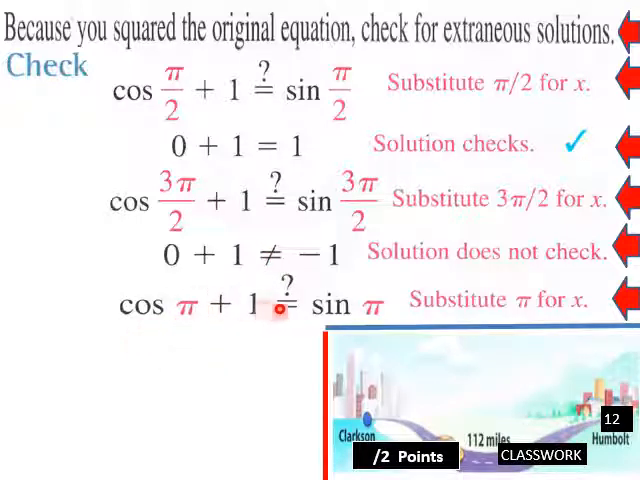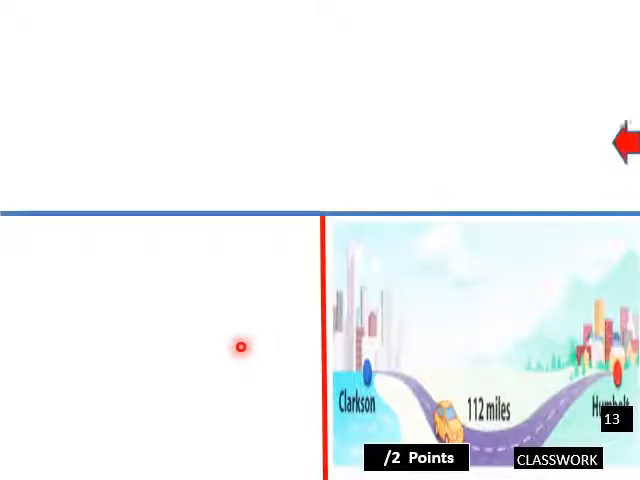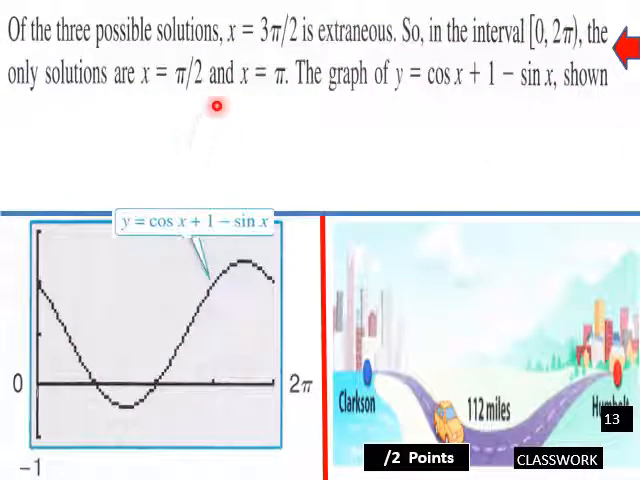So cosine pi plus 1, does that equal sine pi? So -1 plus 1, does that equal 0? In this situation it does, so pi also checks. So that's really the situation there. When you square stuff, you've got to check for extraneous solutions. Of the three possible solutions here, x equals 3 pi over 2 is extraneous. So in the interval 0 to pi, the only solutions are x equals pi over 2 and x equals pi.